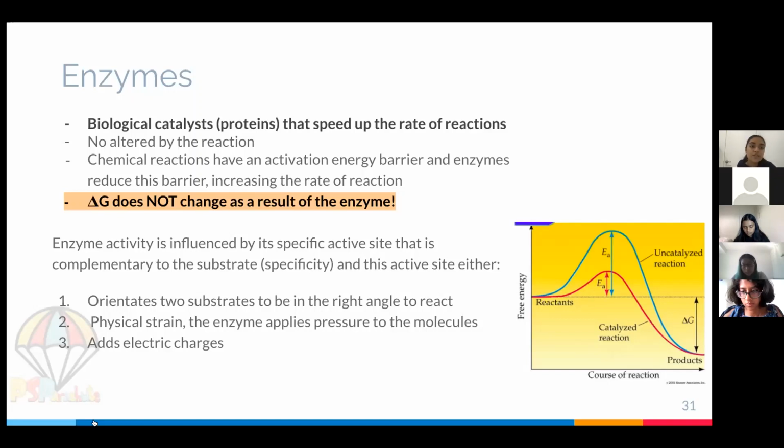Enzymes are not altered by the reaction, and the delta G does not change as a result of the enzyme. And enzyme activity can be influenced by its specific active site that is complementary to the substrate. This active site either orientates substrates to be at the right angle to react, applies physical strain, so the enzyme applies pressure to the molecules, and also adds electric charges.